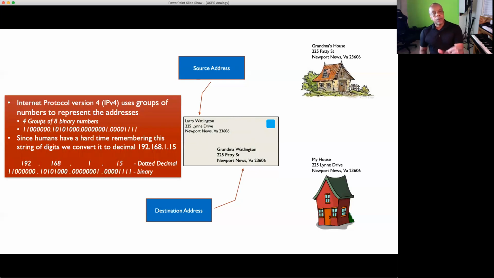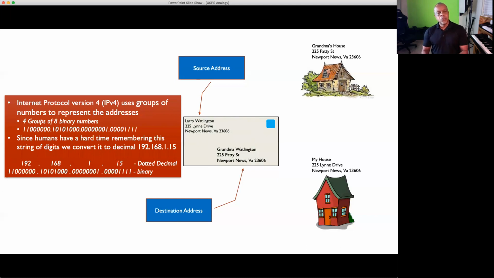And like I say, with networking, instead of using written text, we use different protocols. We currently work with IPv4, Internet Protocol version 4, moving to IPv6. But for simplicity's sake, we're just going to stick with version 4.